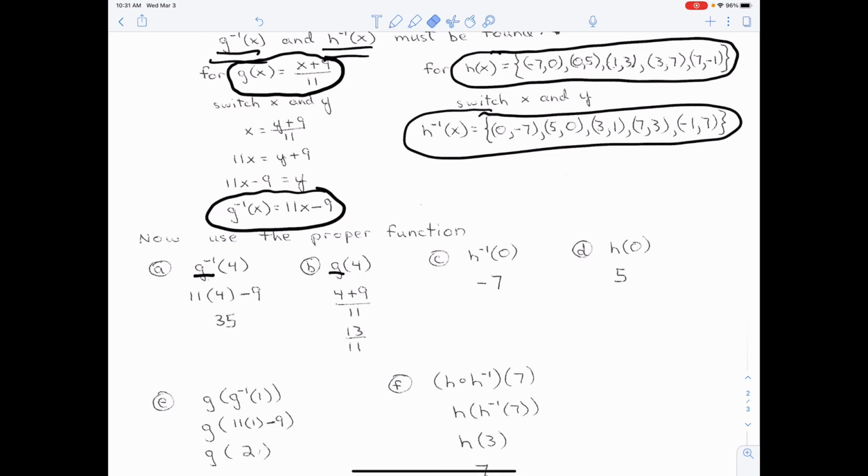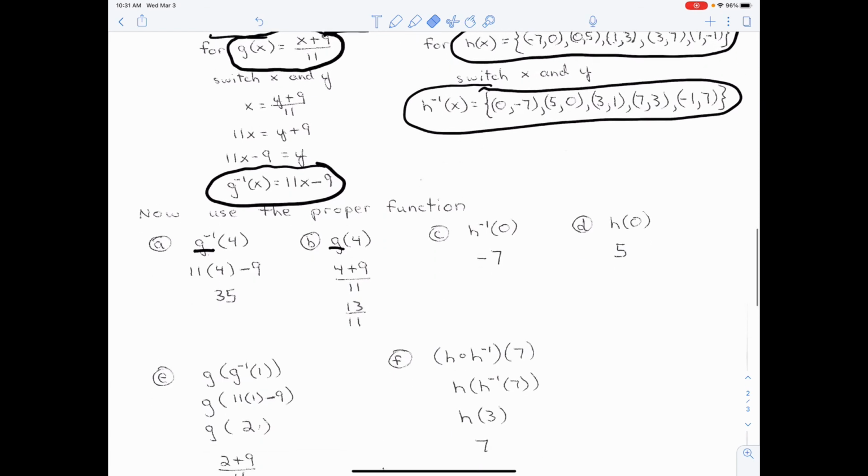All right, now let's find the g of the g to the negative 1 of 1. So what do we do first? We have to use the one in the parentheses first. This is the one in parentheses right here. So using that equation, we find the g to the negative 1 of 1, which is 2. Okay, fine.